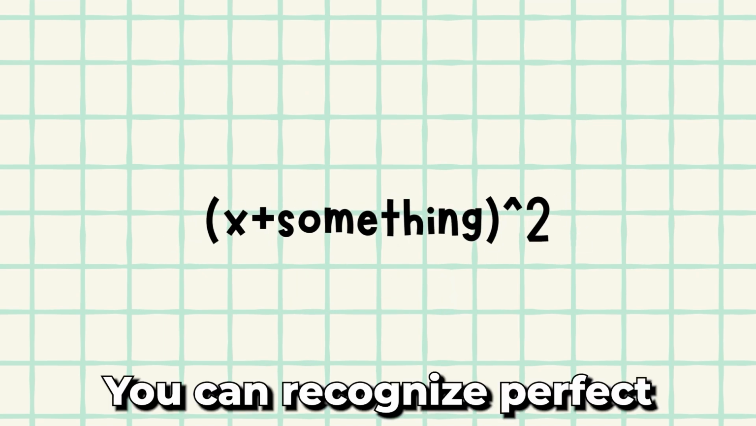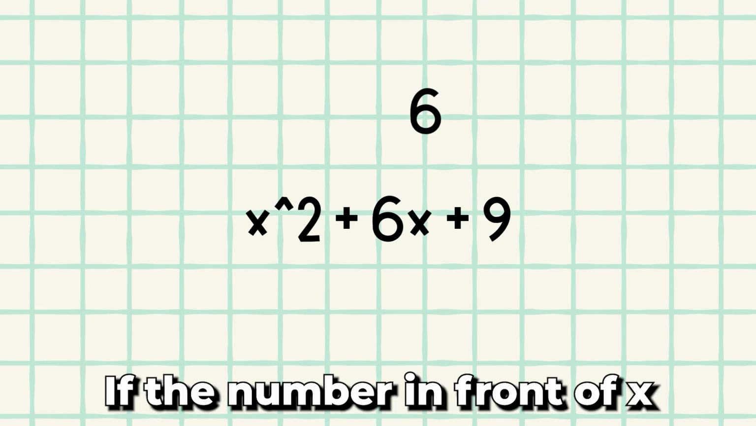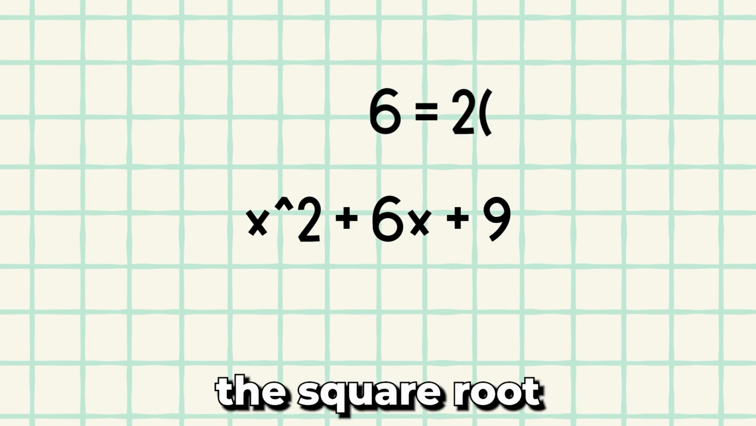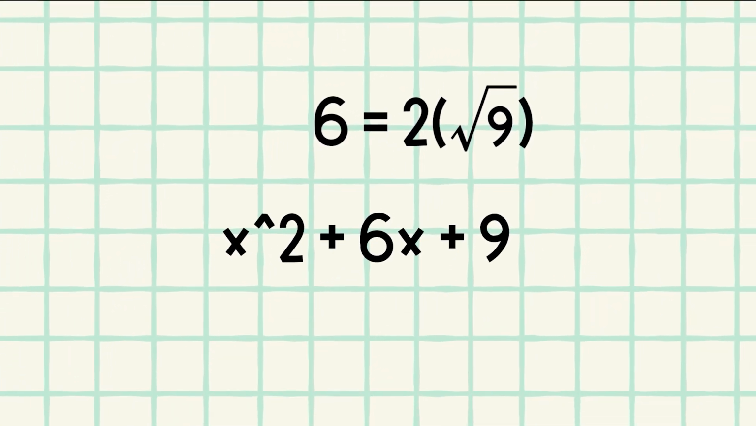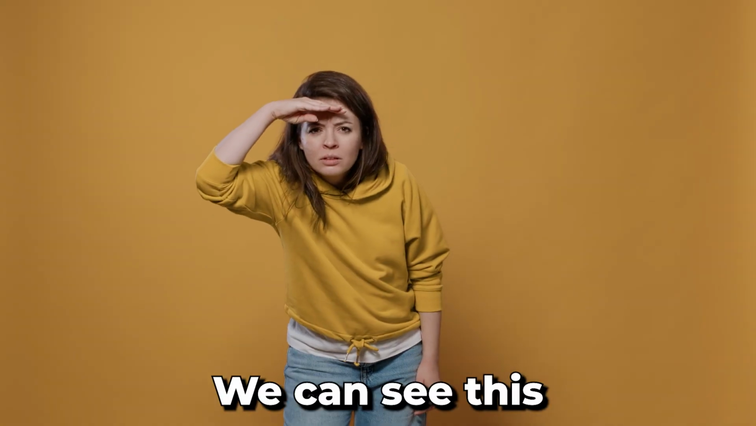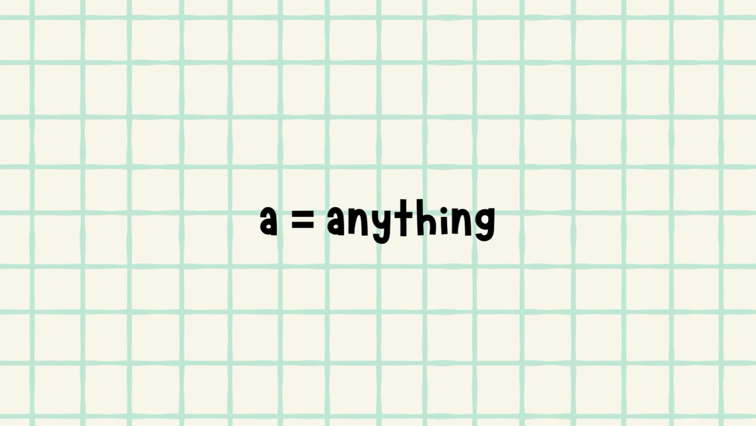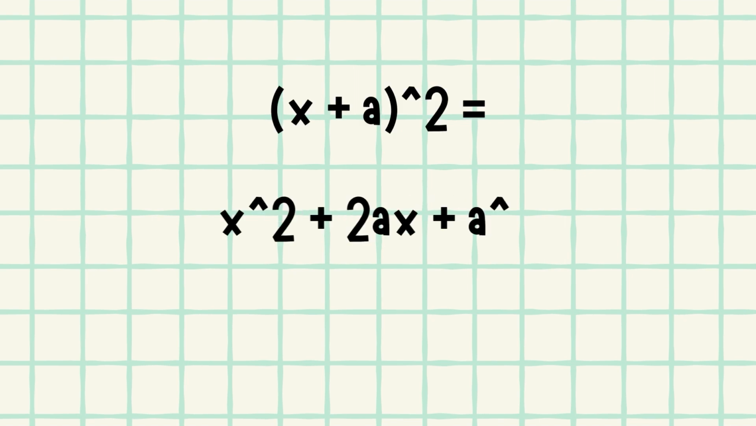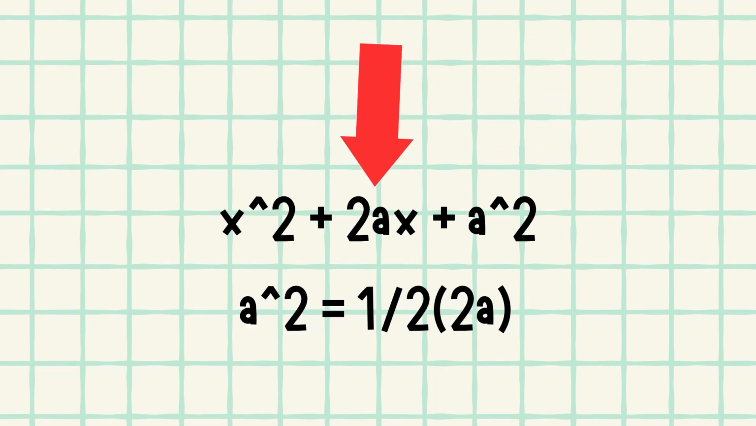You can recognize perfect square quadratics, which are what we described just now, if the number in front of x is double the square root of the constant. Here, 6 is double the square root of 9, which is 3. We can see this if we multiply out x plus a squared, where a can represent any constant. We get x squared plus 2ax plus a squared, where the constant is half of x's coefficient squared.